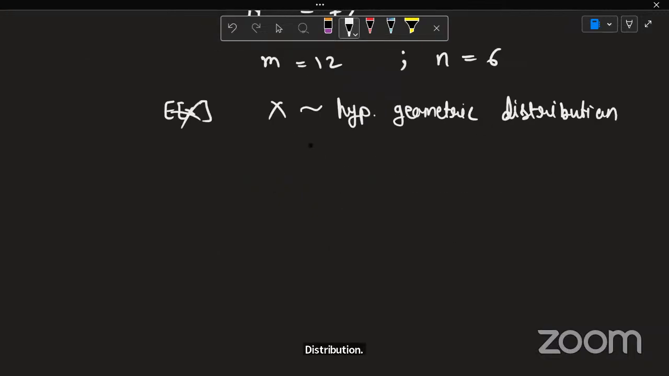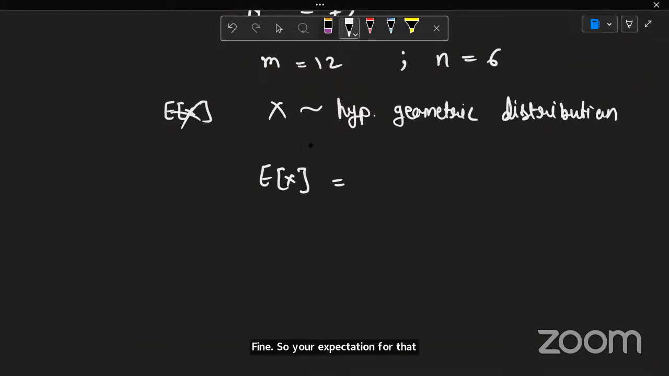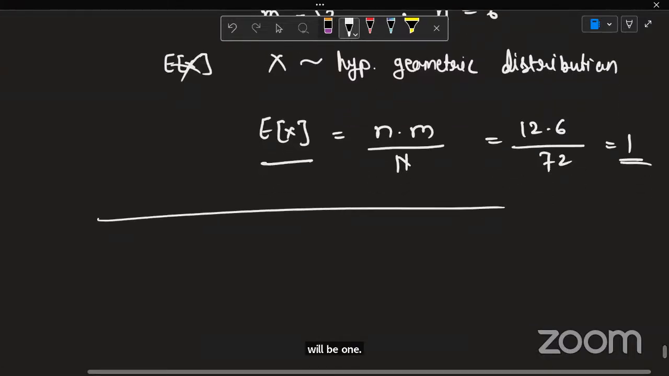Fine. So your expectation for that is n into m divided by total number of bananas. So it is nothing but 12 into 6 divided by 72. Okay, so it's 1. So what does this 1 indicate? Out of this 6, if you take this sample of 6, the expected number of rotten bananas will be 1. Okay.